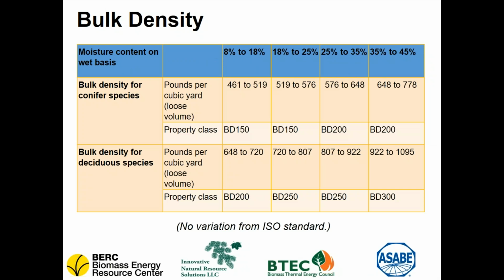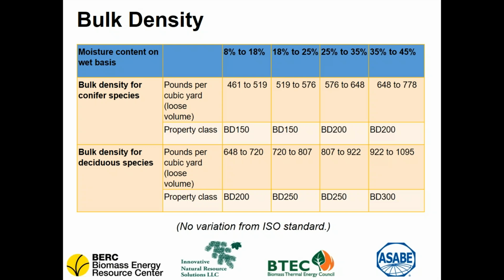So the new standard does include guidance on bulk density. It's virtually the same as the ISO standard, but applies common US units. The ISO standard provides some informational guidance on typical bulk density based on the moisture content for breaking out hardwoods and softwoods. There are 4 subclassifications of bulk density: the 150, the 200, the 250, and the 300.